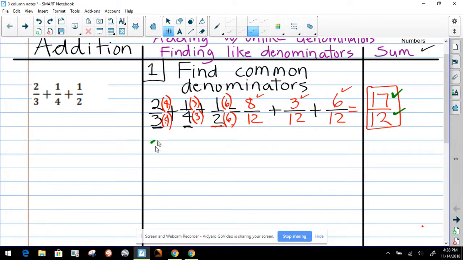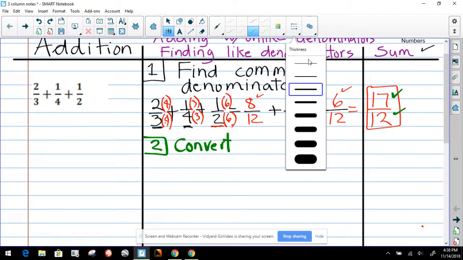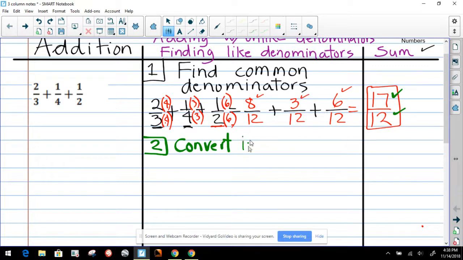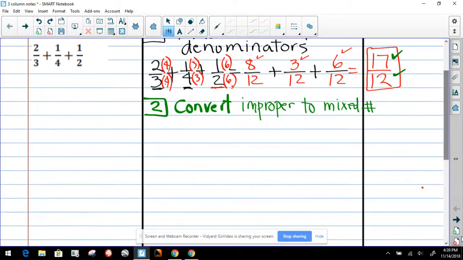Step number 2 is convert improper fraction to mixed number. And how are we going to do that? Well, we're going to do that by rewriting the mixed number. This is 12, 7, no, the other way around, my friends.